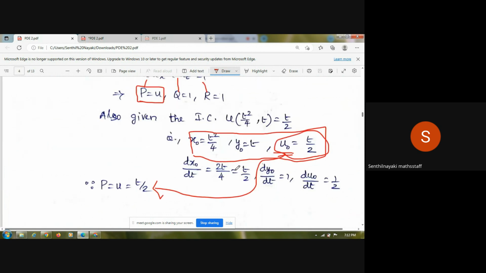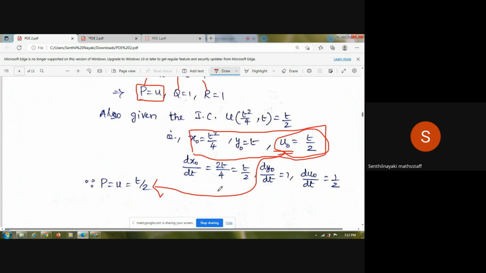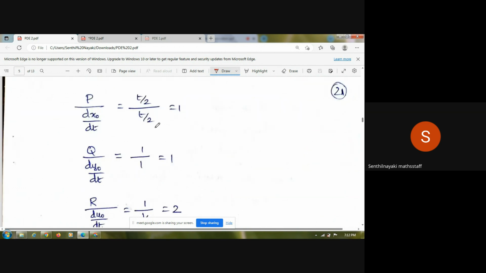Okay, second one. Q by dy naught by dt. What about Q? 1. dy naught by dt is 1. Therefore, this value becomes 1. So now we get the first ratio equal to the second ratio.